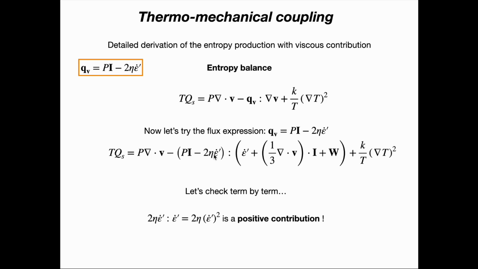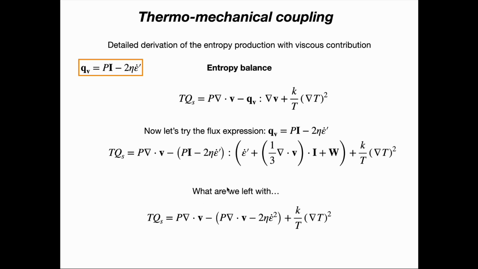Now we start multiplying this term by this term. So we have 2 times eta times deviatoric strain rate times deviatoric strain rate. This gives a positive contribution, 2 eta times deviatoric strain rate squared. It's a term to keep in mind. It's the important one. We can do 2 eta times the volumetric term. This will be 0 because the trace of the deviatoric strain rate tensor is 0. And the last term will be 2 eta times epsilon dot prime times W, and this has to be 0 because W is actually antisymmetric. So all the terms produced by the double contraction will cancel out.